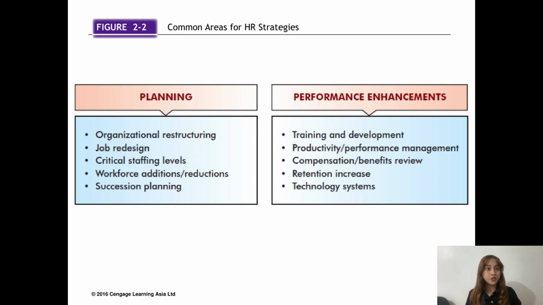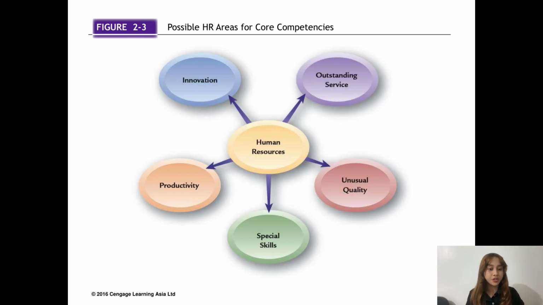These functions are useful to define the level of capability or advantage distinguishing a company from its competitors, or the competence of one organization. So for the next slide, as you can see in the word web with human resource as the center, here are the possible HR areas for core competencies. The first one is innovation. The next one is outstanding service. The next one is unusual quality. The next one is special skills. And lastly, productivity.